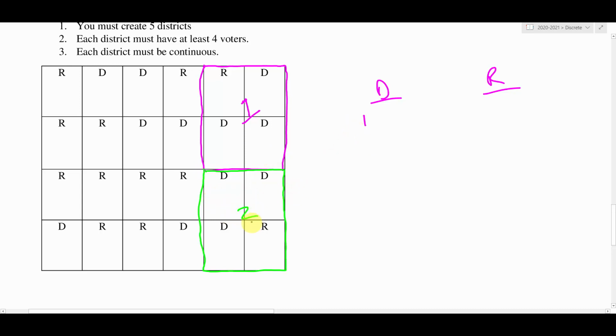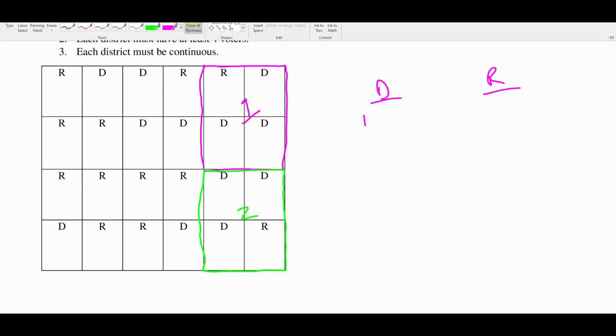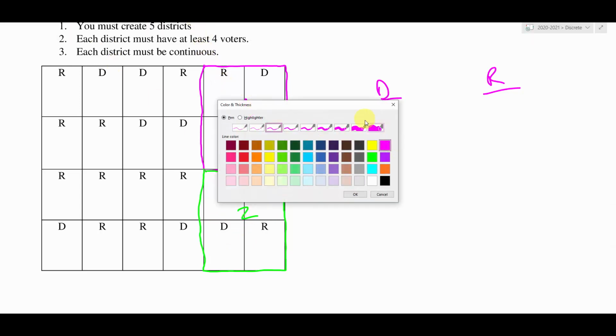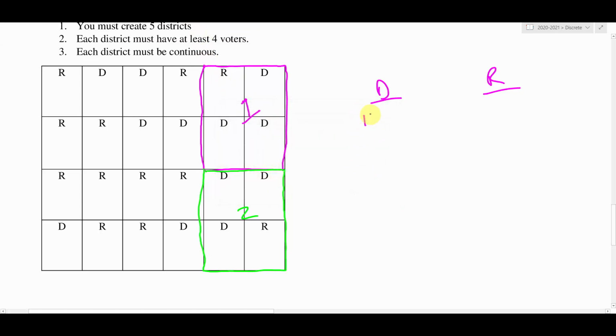So here we'll call this District 2, and I'm going to have 1, 2, 3 Democrats and 1 Republican. So this District 2 is most assuredly going to vote for a Democrat, right? So I will get another Democratic representative out of that district. So now I have 2 of the 5 will be Democrats for sure.